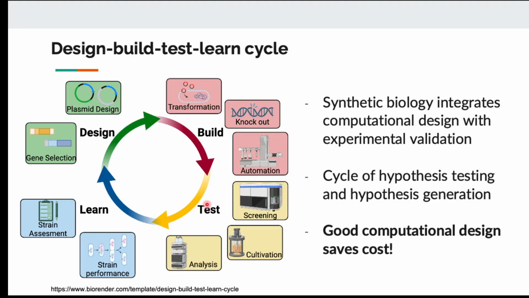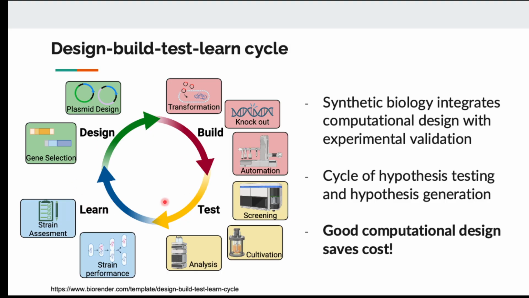And during the test phase, we're going to grow the cells and look at the phenotype. Do they grow in the condition that we want? Do they produce the high concentration of the medicines that we want? And if it fails, we can learn from the mistake. This design doesn't work. Maybe we should change the enzyme. Maybe we should change the regulation.